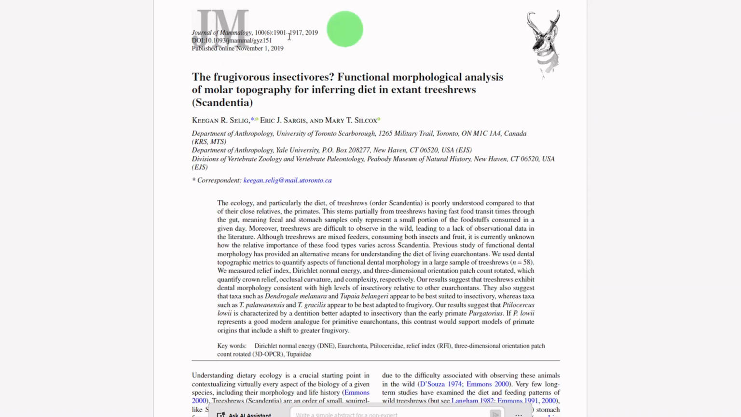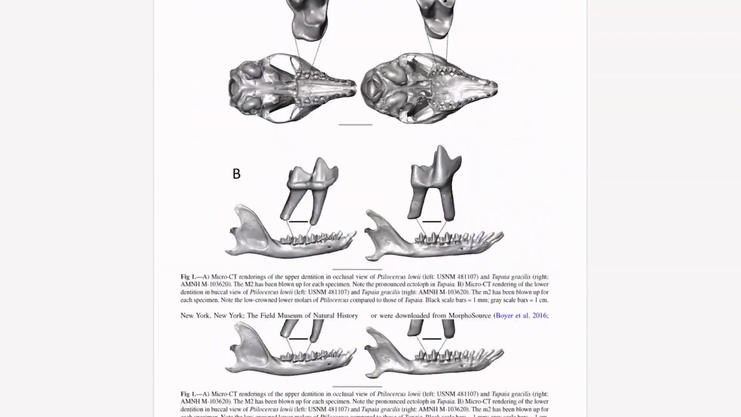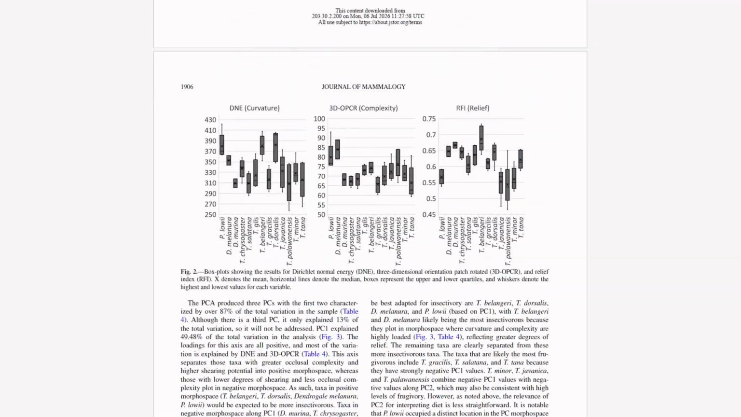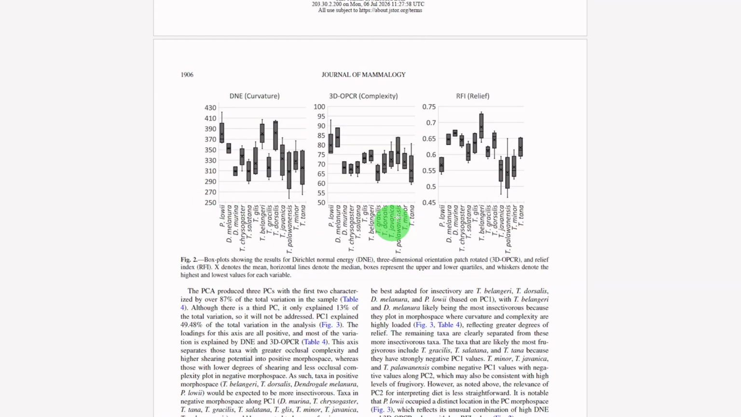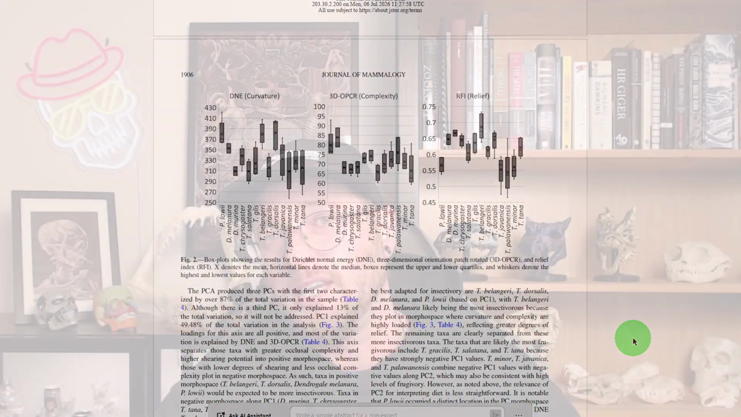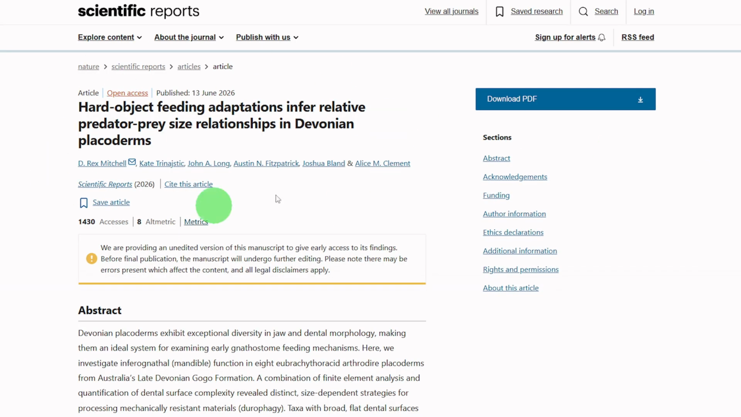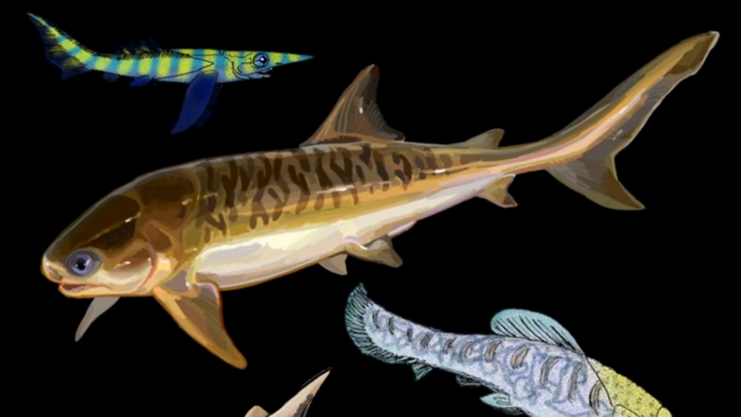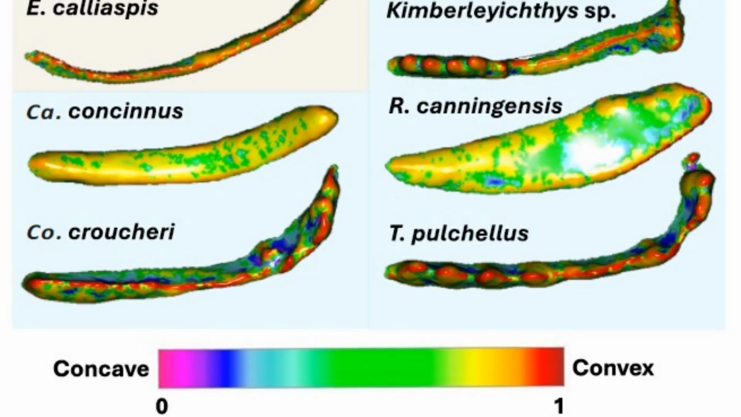So there you have it, that's the lightning fast basics of the most common ways we look at variation in tooth surface topography. In essence, RFI measures relief, OPC measures complexity, and DNE measures sharpness and surface variability in general. These three methods have been used to relate feeding ecology to dental anatomy and can be applied to all kinds of different animals, both living and extinct. In fact, I just used DNE to look at feeding ecology in 400 million year old placoderm fish jaws, but that's for another video.